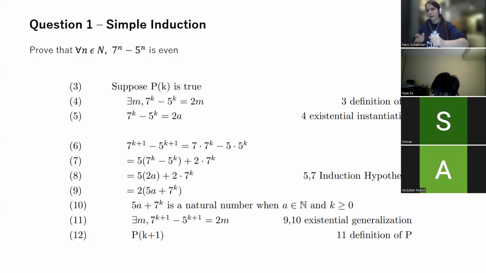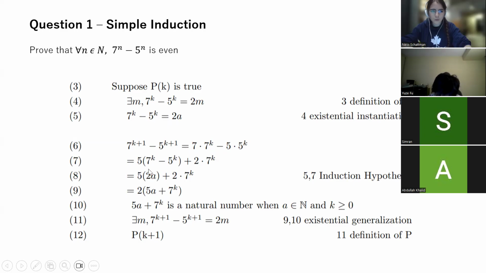And now that we've factored that out, that's great news for us, right? Because now, would you look at that, we have this lovely 7 to the k minus 5 to the k term just chilling in the middle of our line 7, which means we know something about that term. We know that that is even. And so by our induction hypothesis, we can go ahead and replace that with our term from earlier.